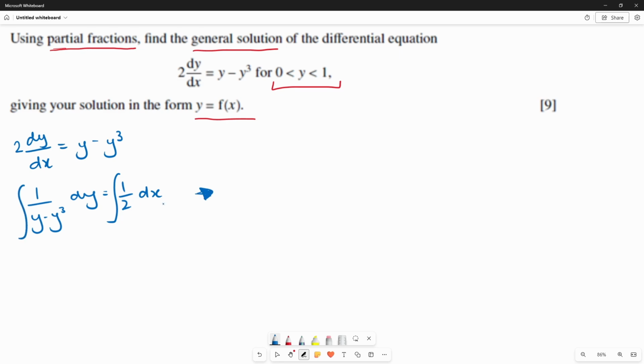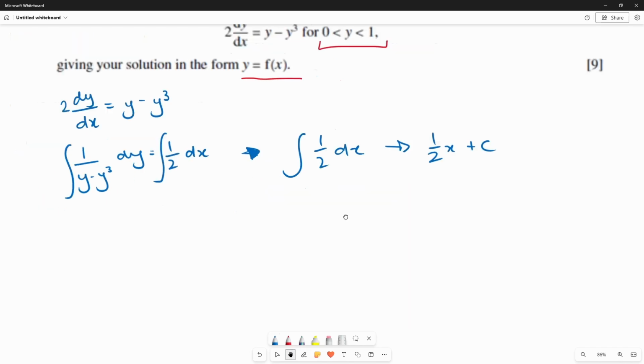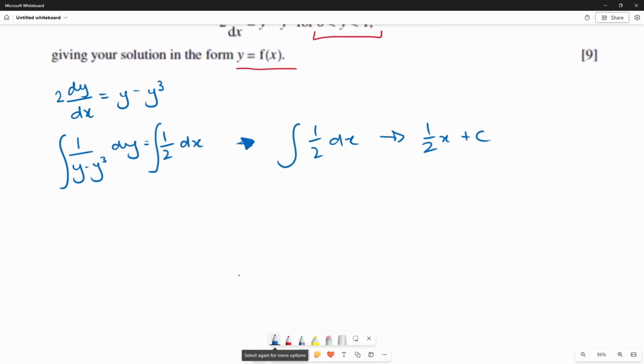We can integrate the left hand side of the equation very easily. It's just integrating half dx, and when we integrate that, we'll get half x plus c. For the whole equation, we only need to have one plus c because we're adding one constant to the whole thing. Now let's try and integrate the right hand side of the equation.